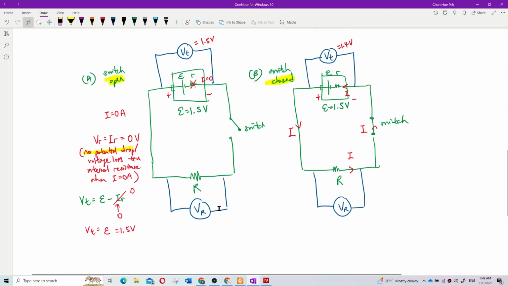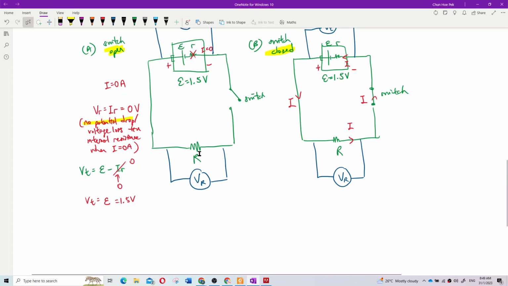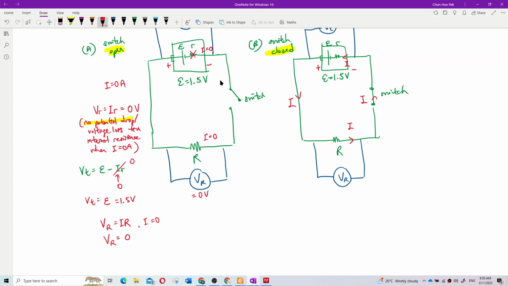Okay, and also the voltage across this external resistor, because also no current flow. So for the external resistor, which is IR, right? Because the current is also equal to 0, so VR is also 0. This one also you get 0 volt. Understand or not, class?